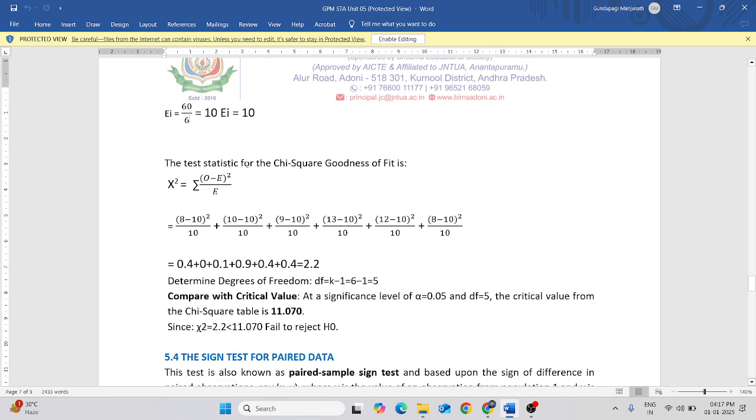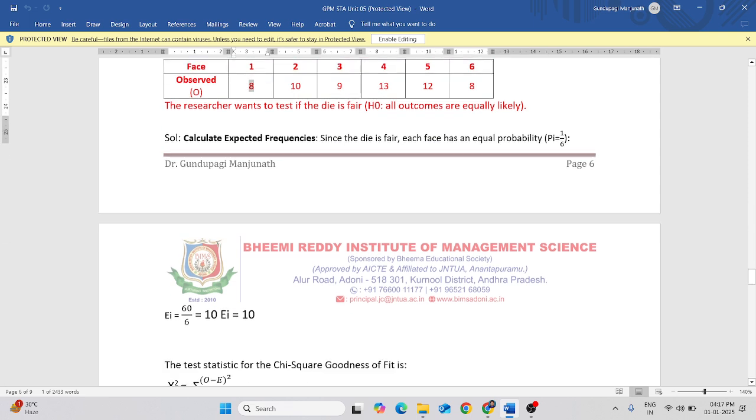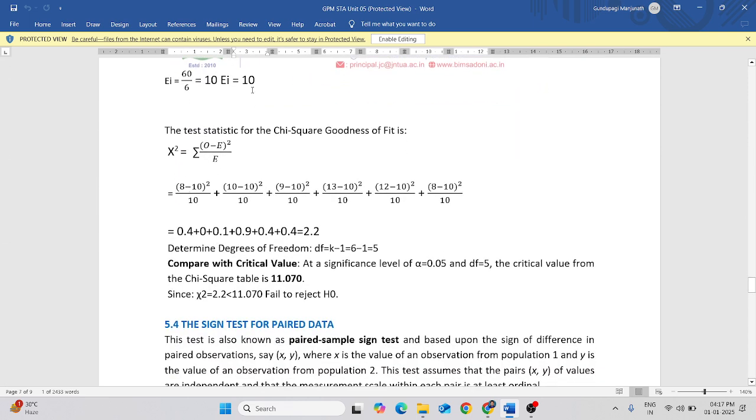For the test statistic, the same formula that we used for the chi-square test, we apply here also, that is, observed minus expected whole square by E. Here I am showing the calculation manually. The observed value is 8 and the expected frequency is 10. So 8 minus 10 whole square by the expected frequency 10. Like that, for all the observed values we calculate and simplify.